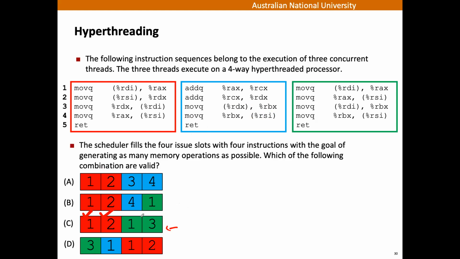1, 2, again, correct. Can I execute the first instruction from the green thread, right? What about the third instruction from green thread? Is it a dependency? No. RDI is not written between these two instructions. So this is a valid combination for the hyper-threaded processor.